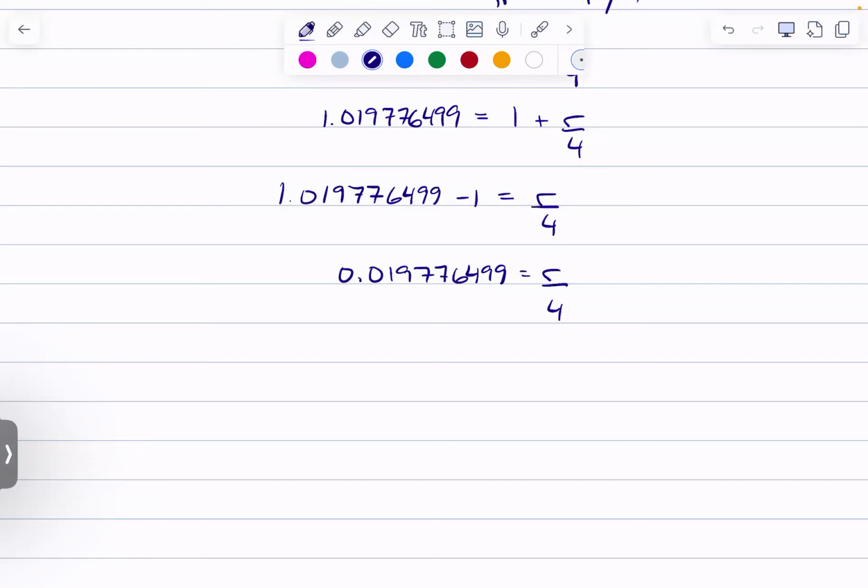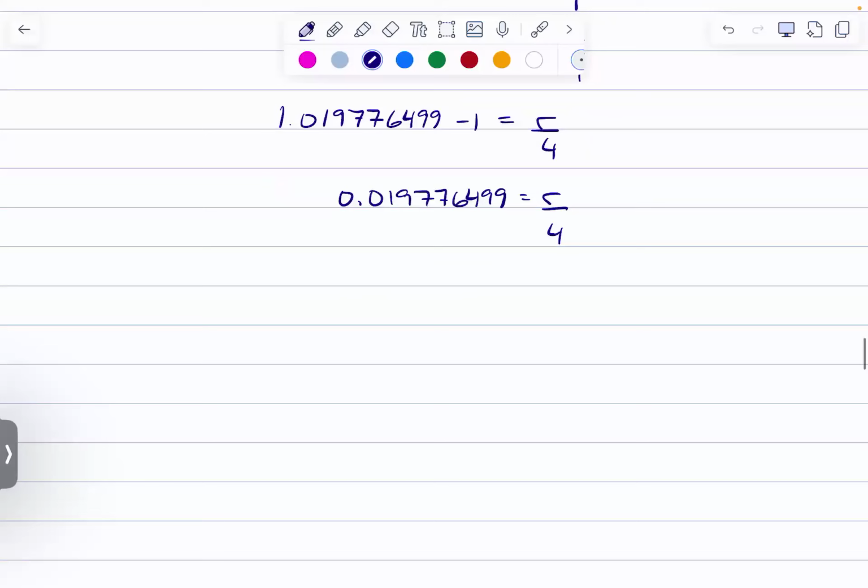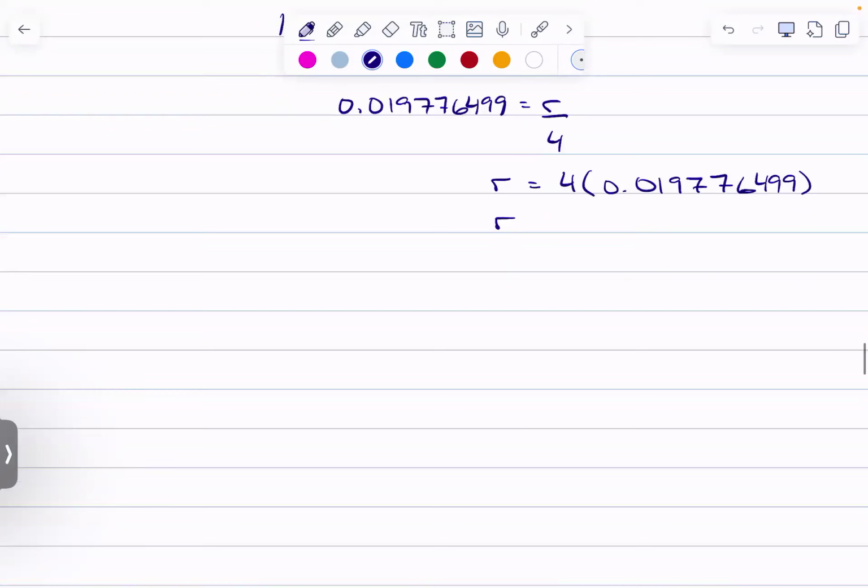Multiply both sides by 4. So r is 4 times 0.019776499, which is 0.07910599556, or 7.91%.